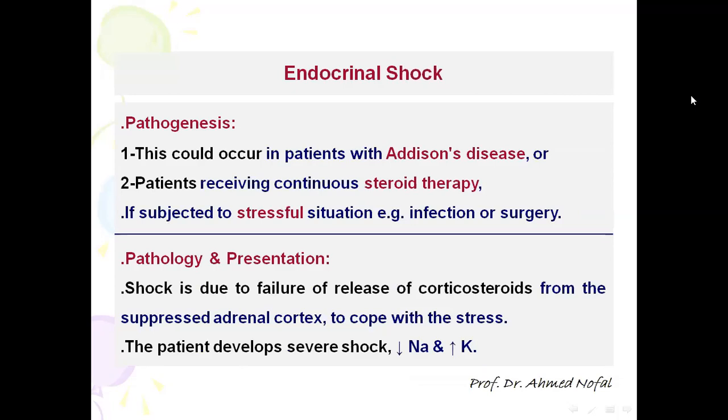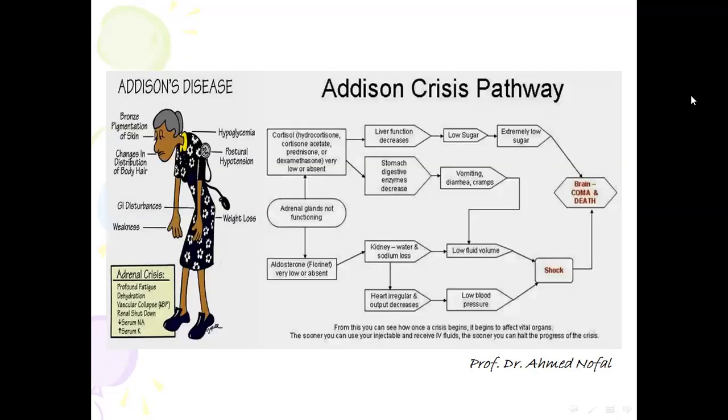Endocrinal shock: this could occur in patients with Addison's disease and in patients receiving continuous steroid therapy when they are exposed or subjected to stressful situations like infection or surgery. The pathology and presentation: the shock is due to failure of release of corticosteroids from the suppressed adrenal cortex to cope with the stress. The patient is in a severe shock with hyponatremia and hyperkalemia.